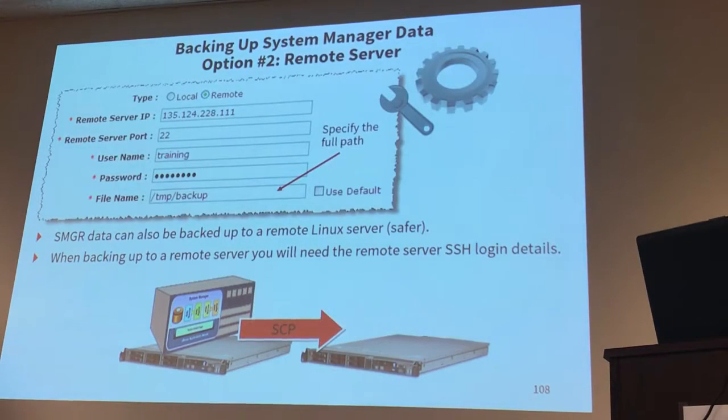This would be the remote option, where you specify the IP address of the remote server, the port, which is always 22, either if you're using SCP or SFTP, it uses the same port. Username and password of the remote server, and then you specify the path where you want to leave the file and the name of the file. So here, in this example, they're saying that they want to leave the file in the TMP directory, and the name of the file is going to be backup.